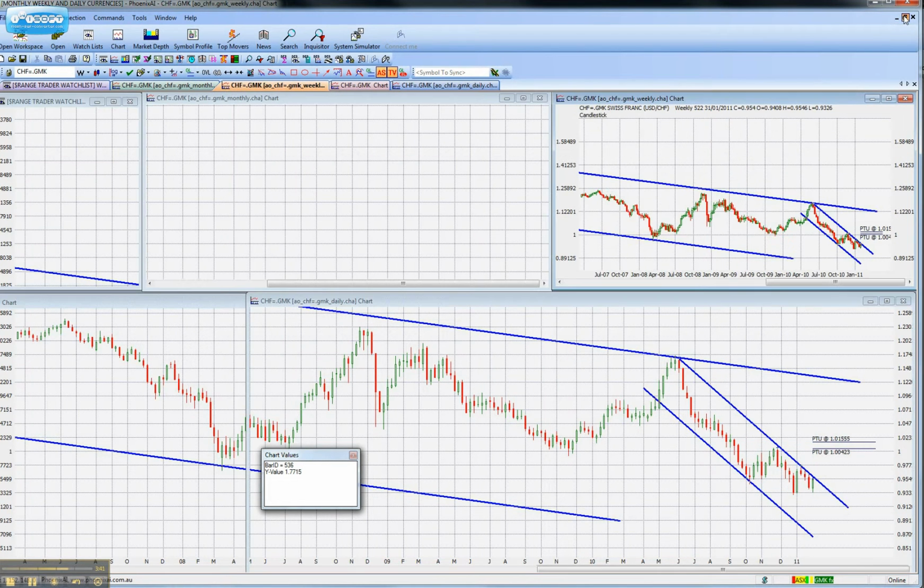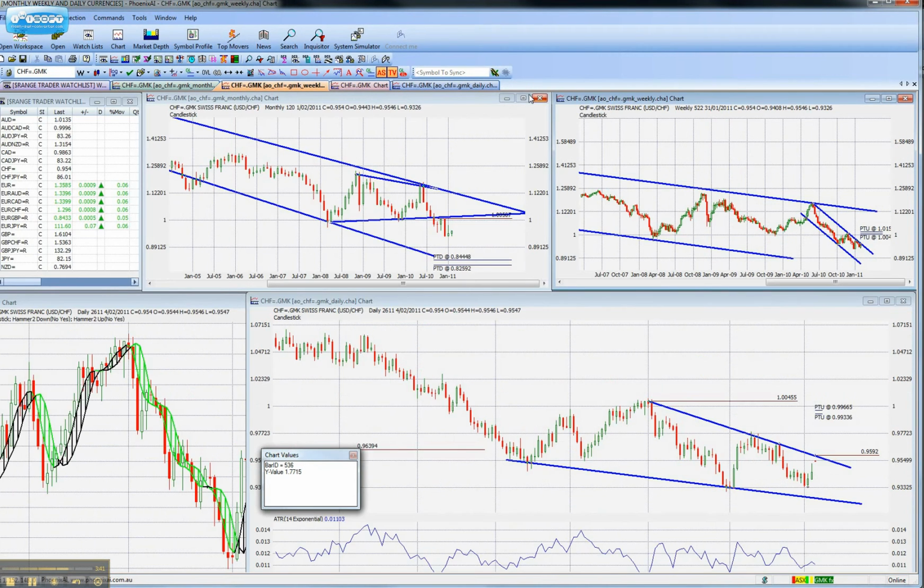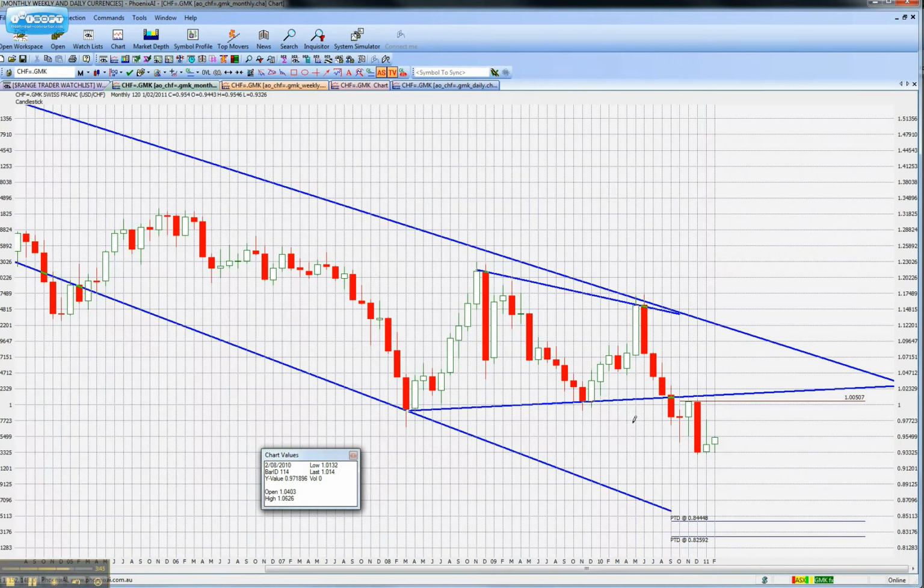Okay, what I might do is I'll just go to the monthly and give you the monthly. The top of this sort of symmetrical triangle that broke, or even the top of this red candle here, is roughly around the parity mark. So that's one of my trades for next week that I've got to keep my eye on.